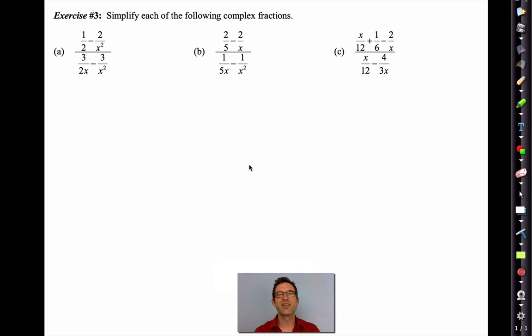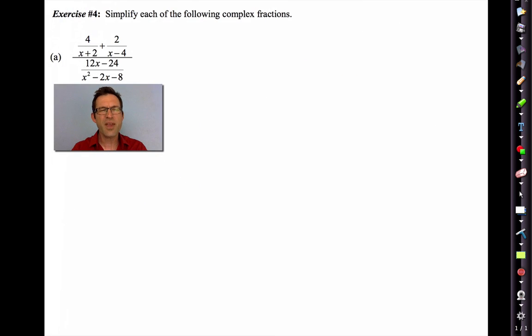All right, let's take a look at exercise number 4. Now, this is the most complicated scenario. The most complicated scenario is one where you have to factor some of the small denominators first. So in exercise 4, letter A, what we've got is the numerators perfectly good, right?